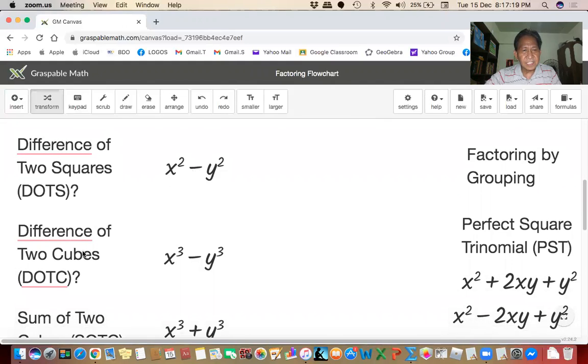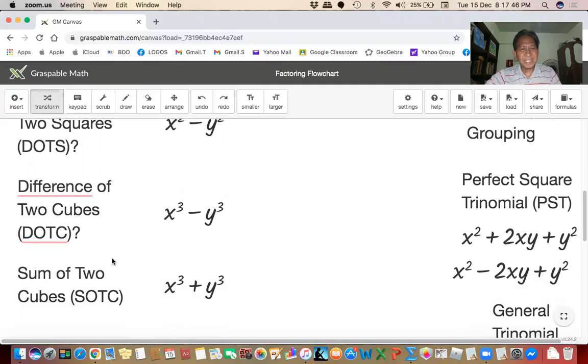And then the second is the difference of 2 cubes. It's also a binomial. By the way, all of these are binomials because there are only 2 terms. So a difference of 2 cubes will have this form, x cubed minus y cubed, where both terms are perfect cubes. And if there are numerical coefficients, they should also be perfect. And then the third special factorization is the sum of 2 cubes, where the 2 terms are cubes, but they are now connected by a plus sign instead of a minus sign.